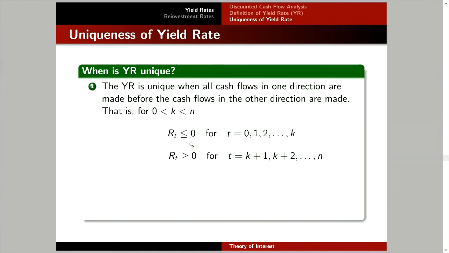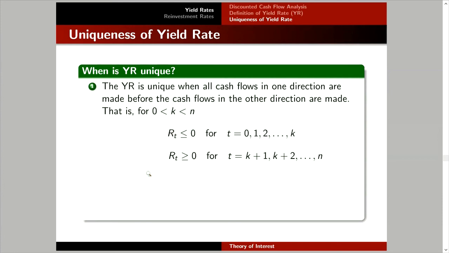So ganito ang itsura nung cash flows in one direction are made before the cash flows in the other direction are made. Ito yung basic or mas normal na nangyayari. Siyempre, mag-i-invest ka muna bago mo i-reap yung mga earnings mo, di ba? Hindi pwedeng unahin yung positive na R sub t's. Okay? Ito yung usual na scenario. Kaya ito yung kinonsider ko.